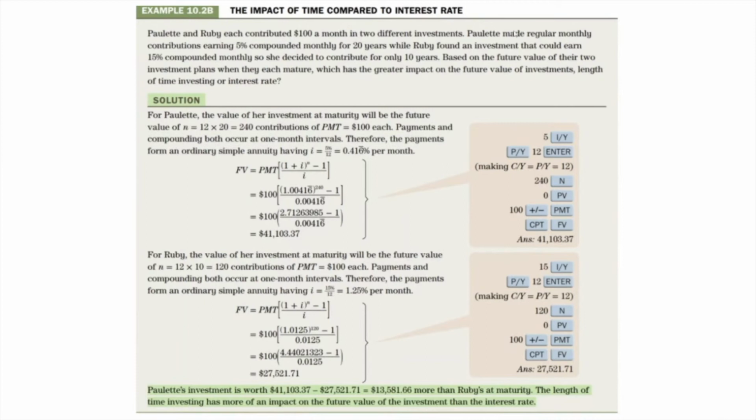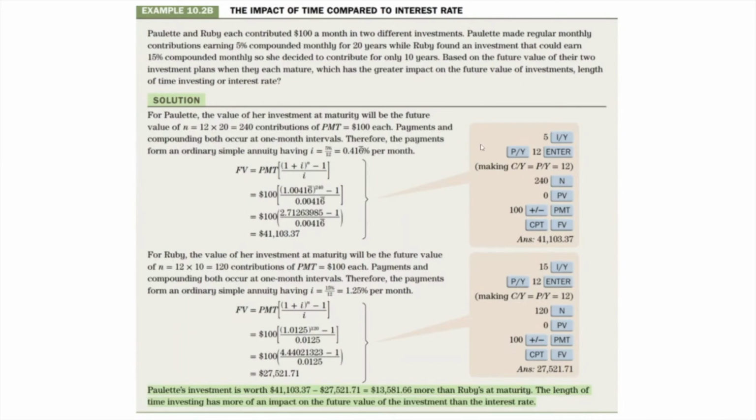Okay. So we plug that into the formula. So it's $100, 1.00416, which is the interest rate per month, i, to the power of n, which is the total number. So that's 12 times 20, 240, minus 1, over 0.00416. Do the math on that. That comes to $41,103.37. So that means at the end of making those contributions of $100 a month for 20 years, she'll have $41,103.37. That's what Paulette has done.